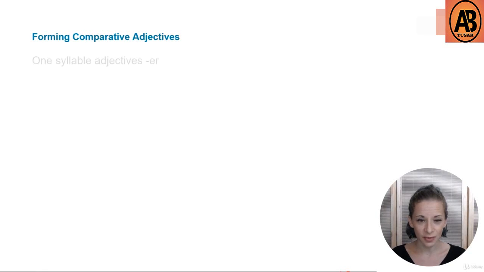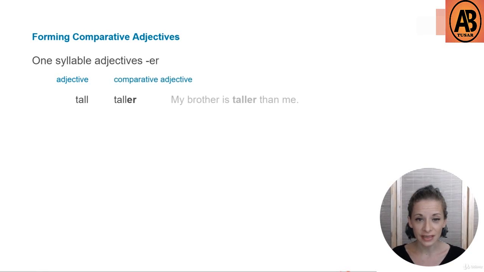With one-syllable adjectives, we add er. For example, tall becomes taller in the comparative form. My brother is taller than me. And old becomes older. I think I'm older. When's your birthday?